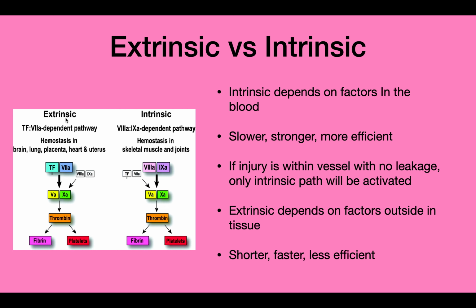Okay, so intrinsic is going to be characterized by blood in the muscles and the joints. It's very painful. Extrinsic, there's going to be hemostasis in the brain, the lung, the placenta, heart, and uterus. Both of them are dangerous. Both of them are bad.